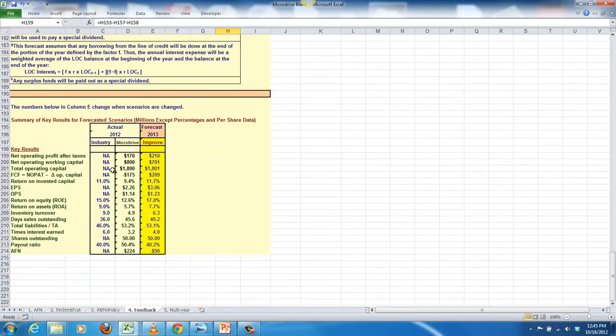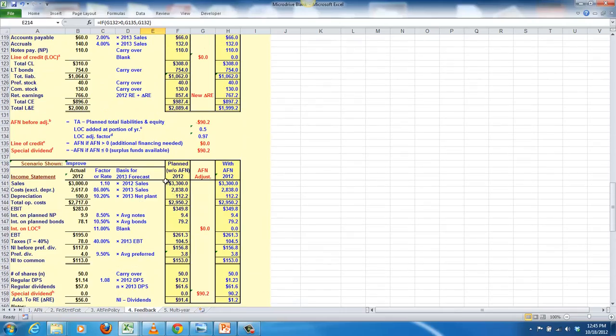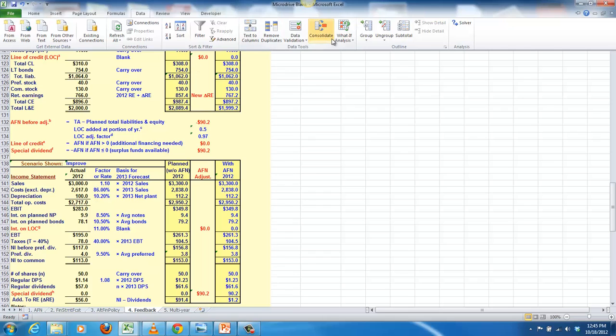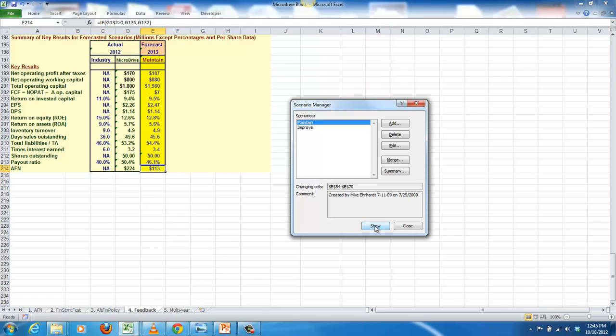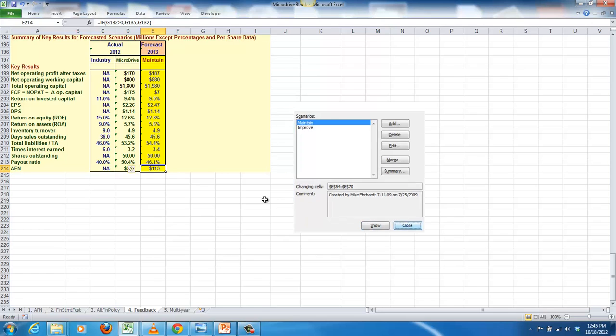If we go down below, the summary of key results for the forecasted scenarios. We've got the industry, we've got the current actual Microdrive. Again, I showed you how to calculate these before. You can go back to that. That would be on spreadsheet number 2. And then our Improve is what we have pulled up right now, and we see those results. You can also pull up the Maintain, going to Data, Scenario Manager, and we see the results there.